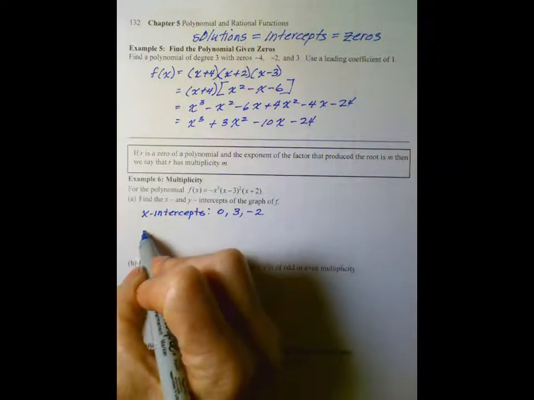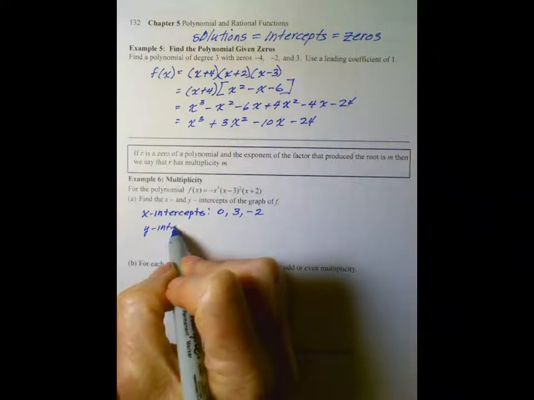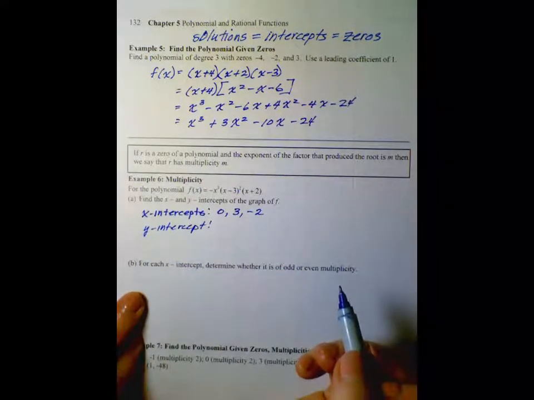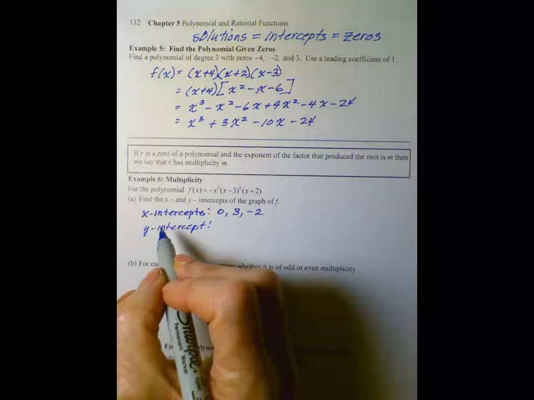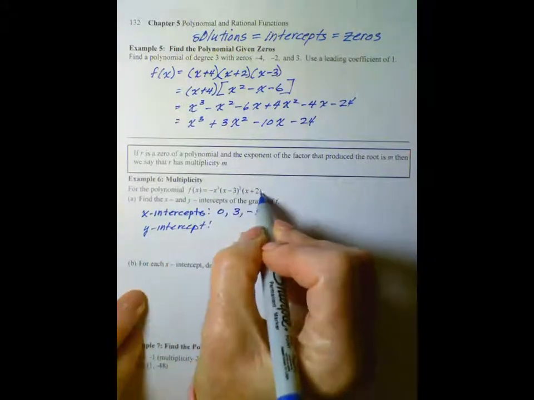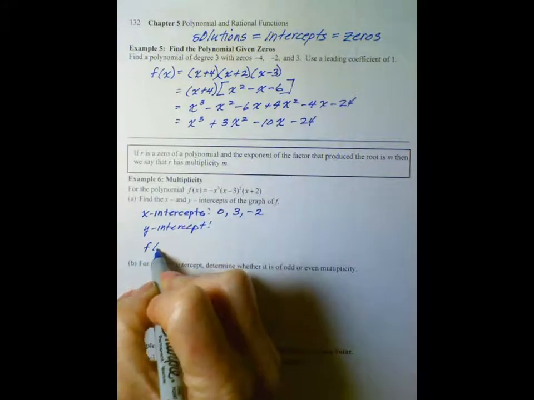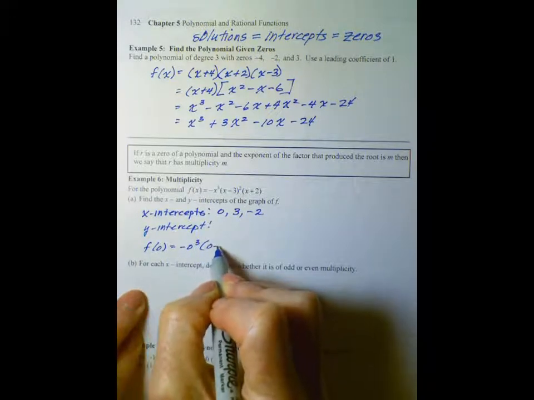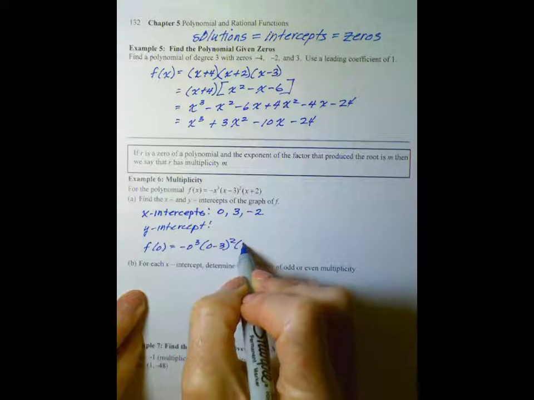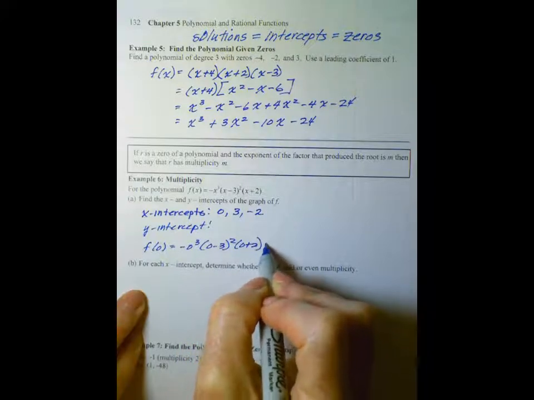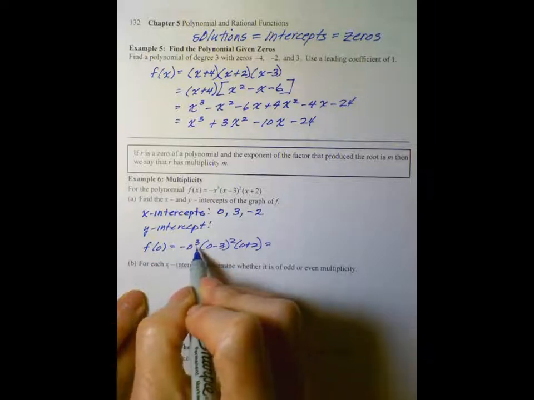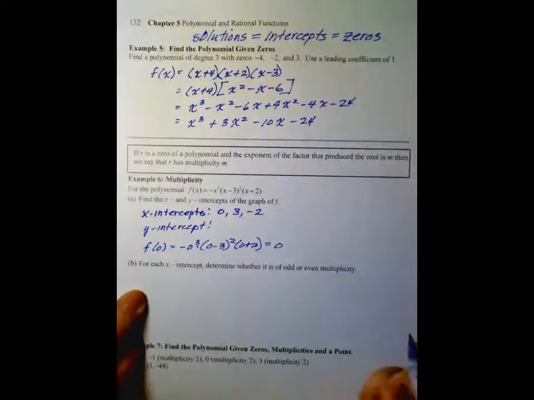All right, what about the y-intercept? How do you find the y-intercept? Let x equal 0, right? So in other words, if we let x equal 0, f of 0 equals -0 cubed times 0 minus 3 squared times 0 plus 2. But here we have 0 cubed, that's just 0 times all this stuff, which is just going to be 0. So the y-intercept is 0.